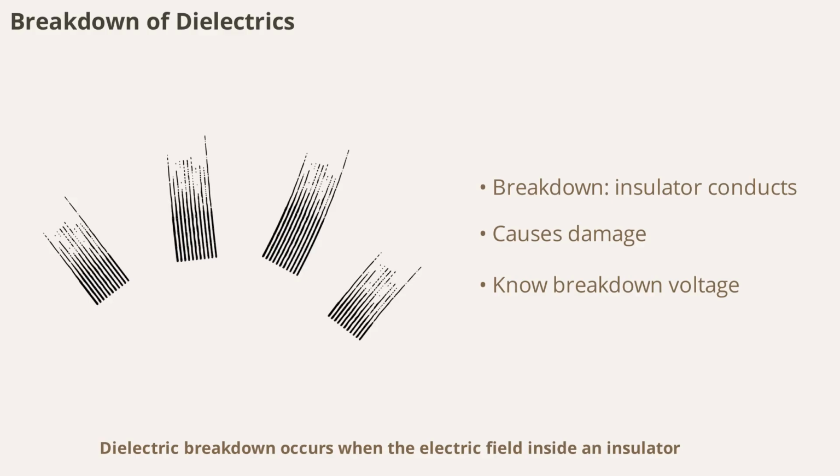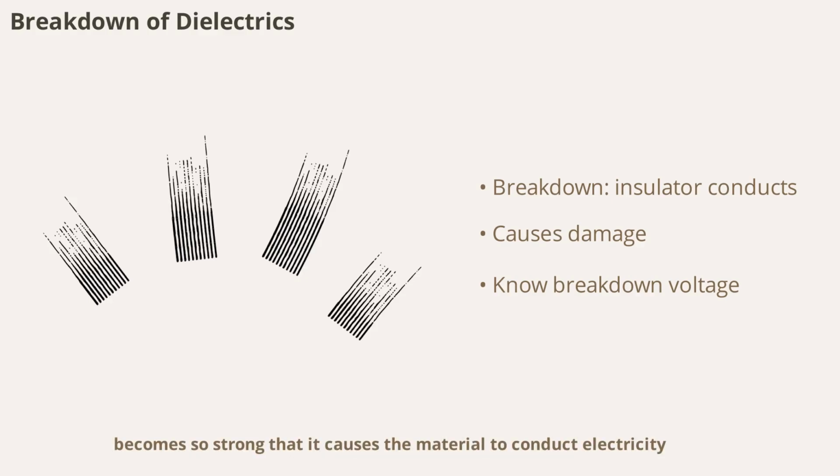Dielectric breakdown occurs when the electric field inside an insulator becomes so strong that it causes the material to conduct electricity. This can lead to permanent damage and failure of electronic components. Understanding breakdown voltage is essential for ensuring the reliability and safety of capacitors and insulating materials.